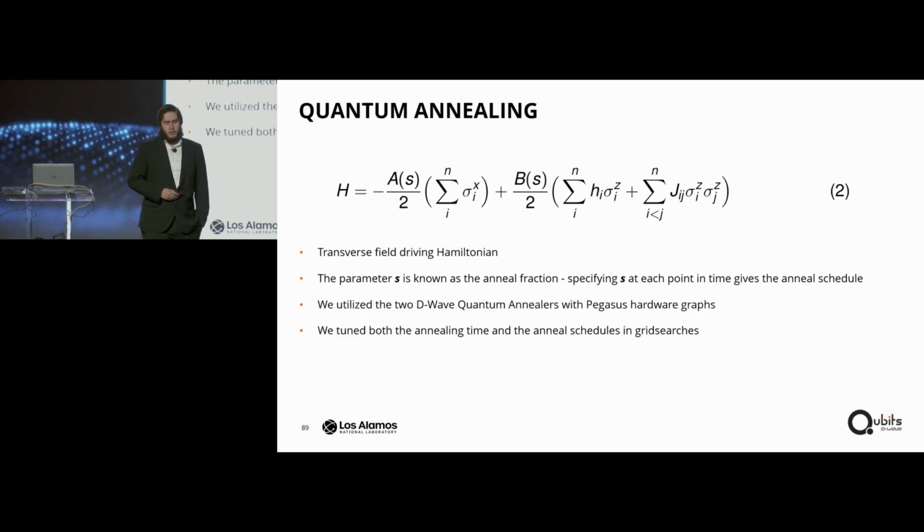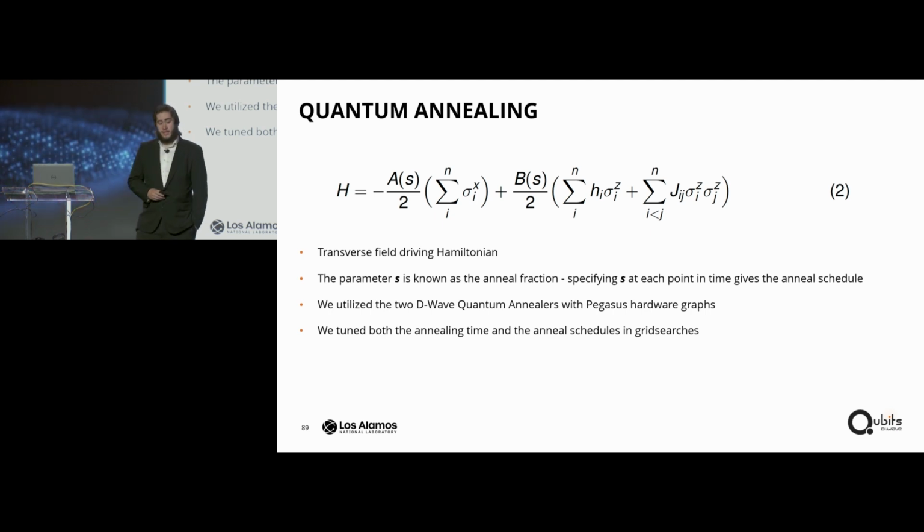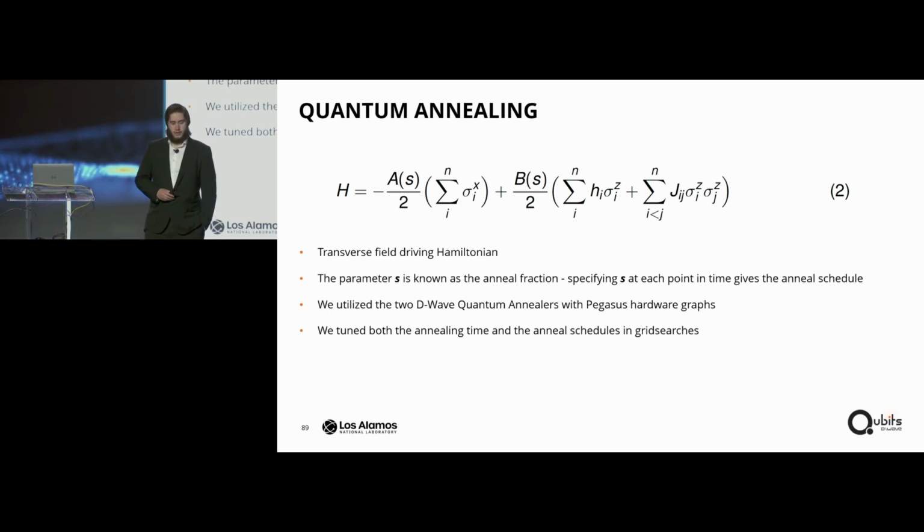All right, so this equation describes our quantum annealing system. Our first term there, that's our transverse field Hamiltonian. That's what's kind of driving our system. And then our second term there is describing what our classical optimization problem is, right? What our Ising model is. There you can see our linear terms and our quadratic terms.